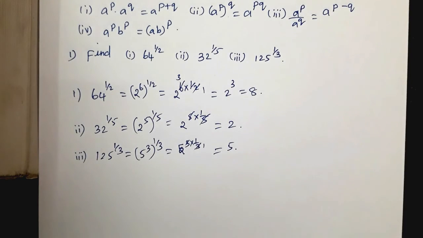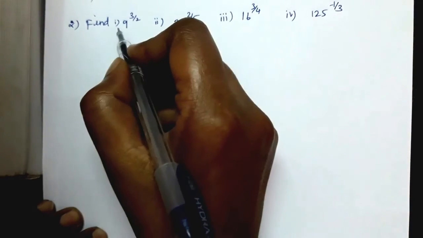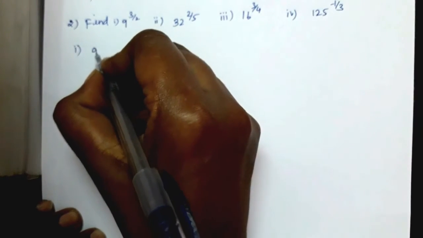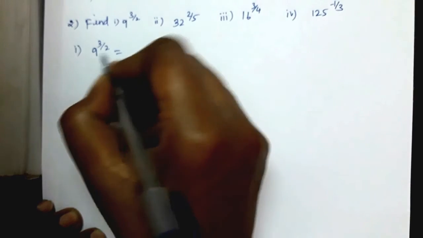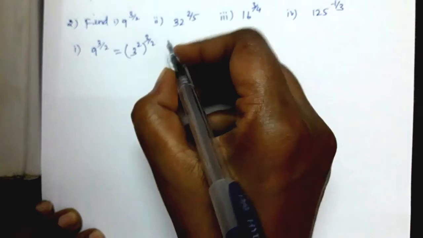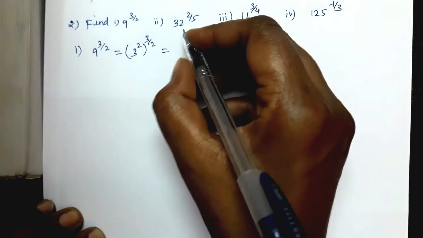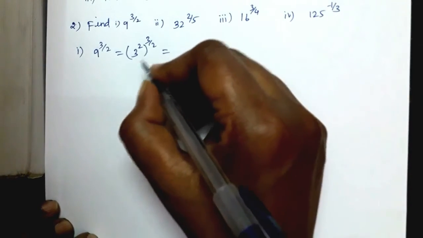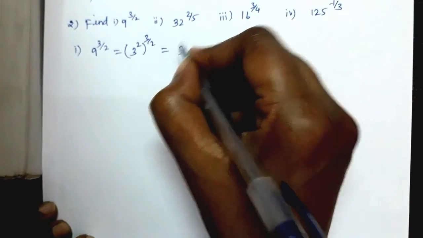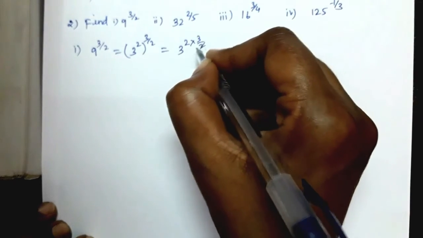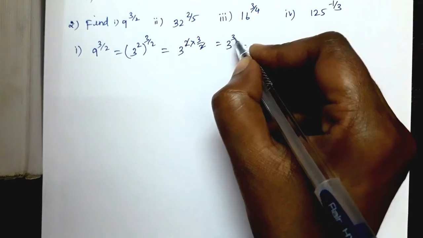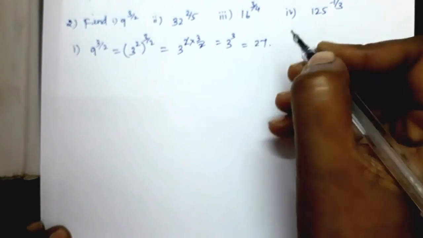Now move on to the next one. Second Roman, find sub question 1, 9 power 3 by 2. First one, 9 power 3 by 2. 9 can be written as 3 square the whole power 3 by 2. It is in the form of a power p the whole power q. Already we know that a power p the whole power q is equal to a power p into q. So 3 power 2 into 3 by 2. Do the cancellation here. So remaining we will get 3 power 3. It is 3 into 3 into 3. So we will get 27.